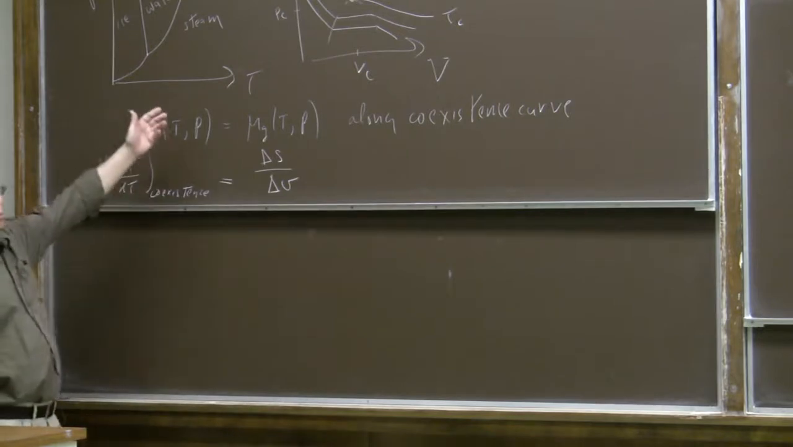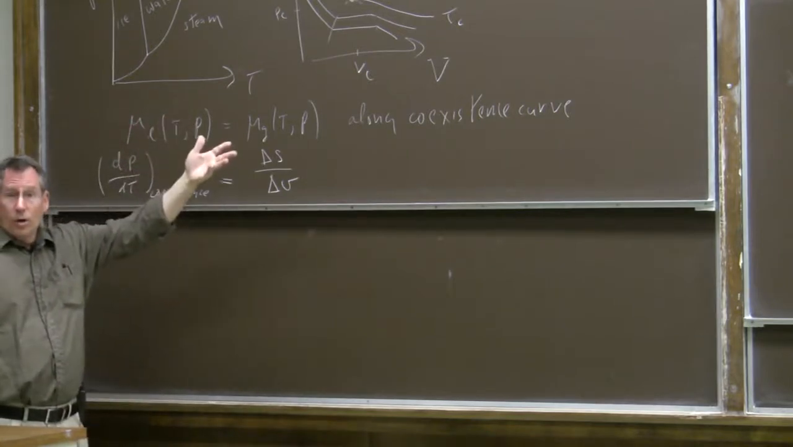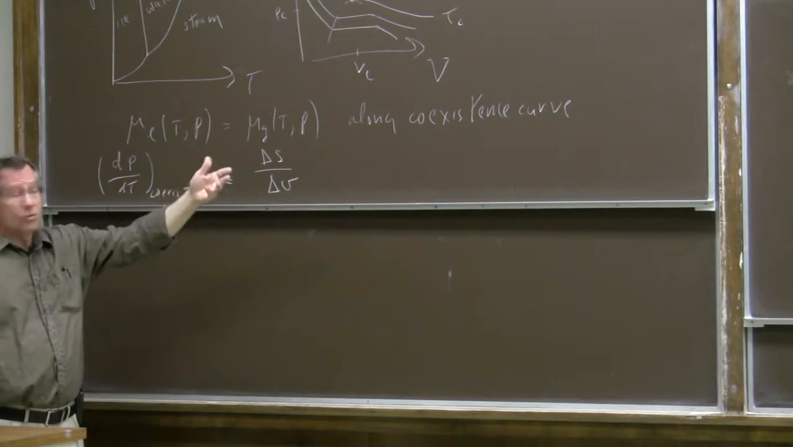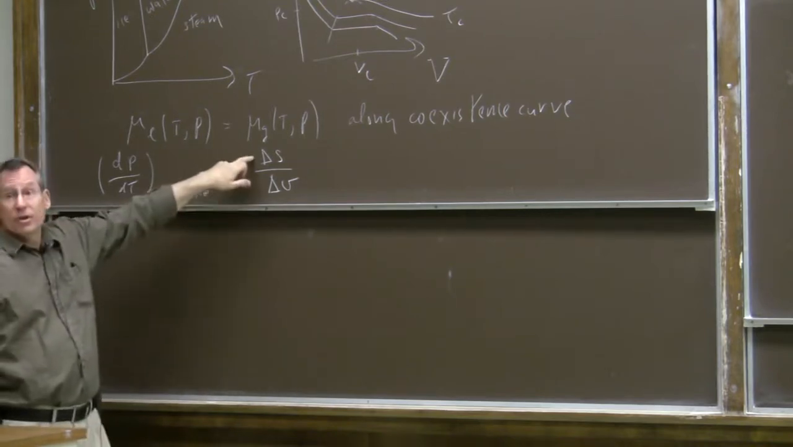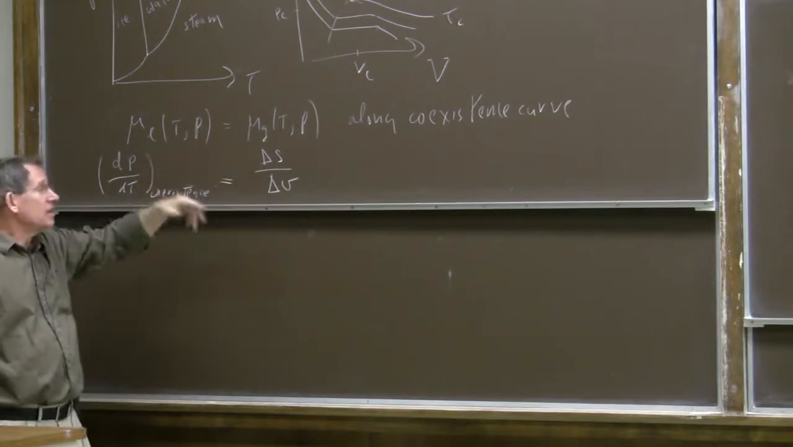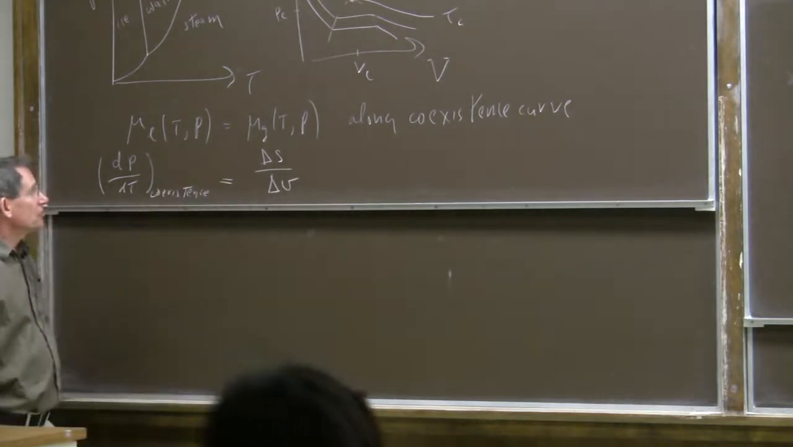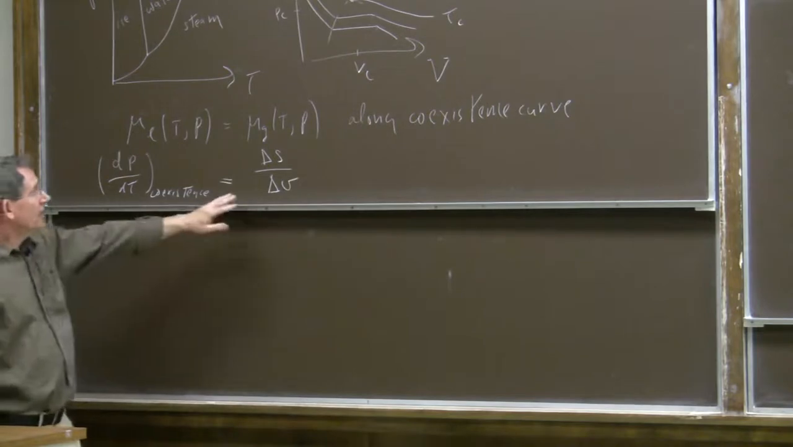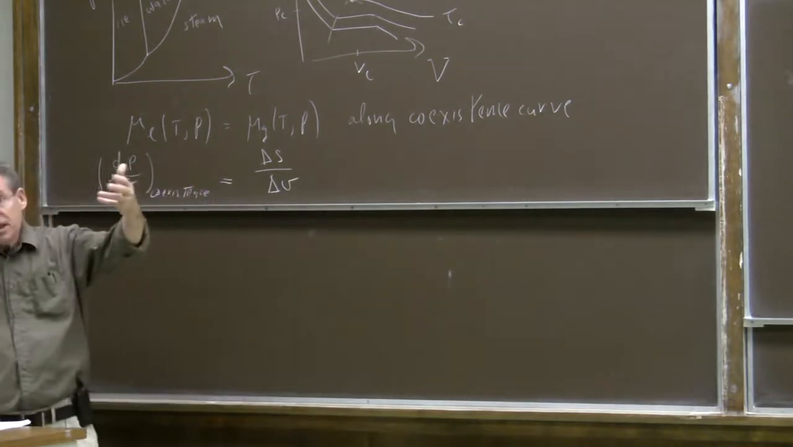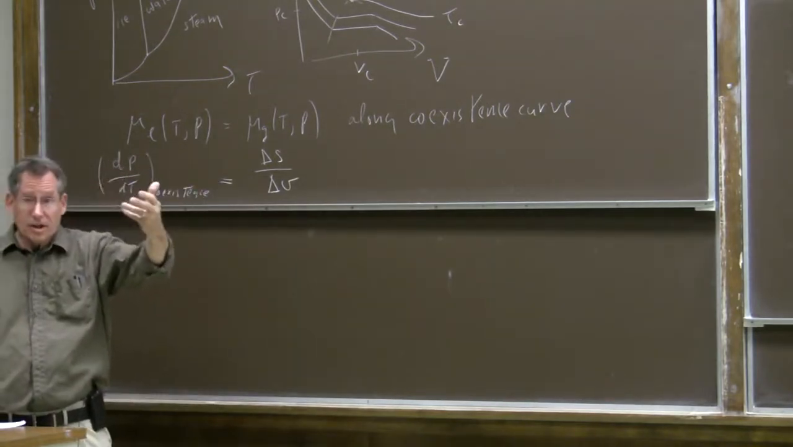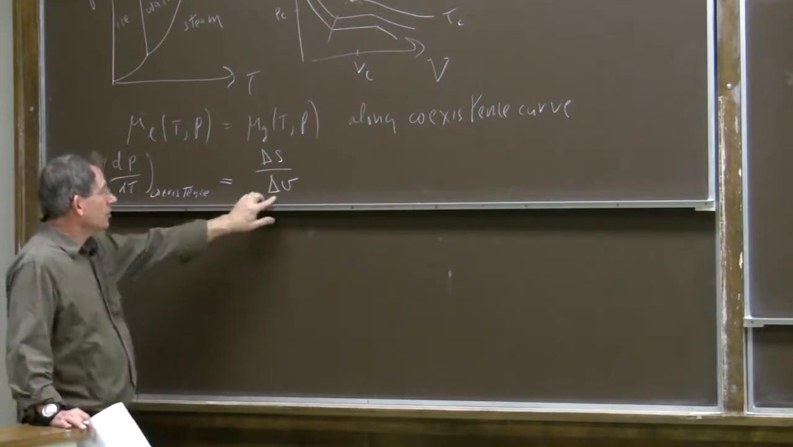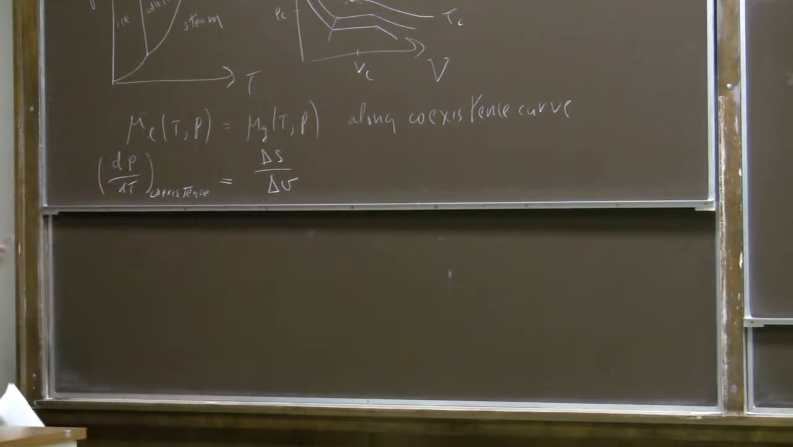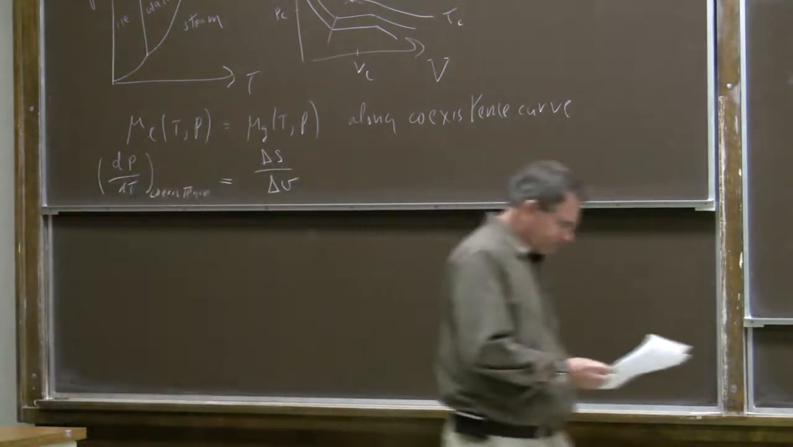So when we boil water, we add heat to the water to convert it to steam, increasing its entropy per particle. There's latent heat in the transition, so delta S is positive. And of course the steam has lower density and therefore higher volume per particle than the water, so there's a positive delta V. The slope is positive. Delta S and delta V are both positive.